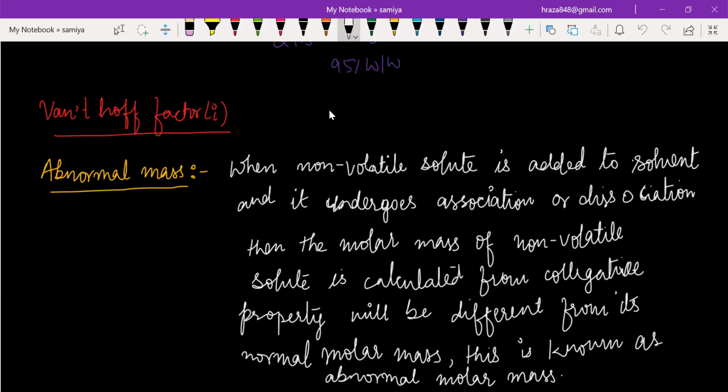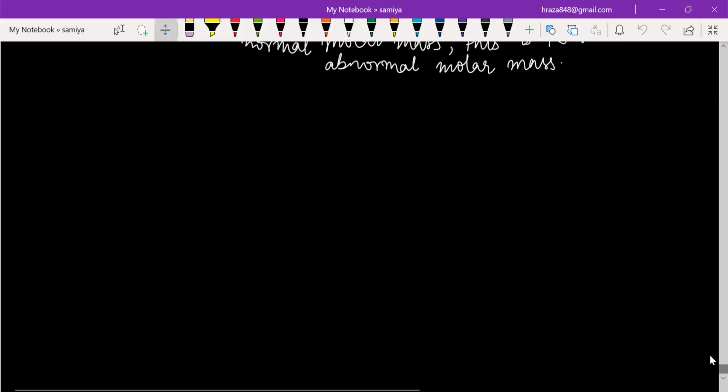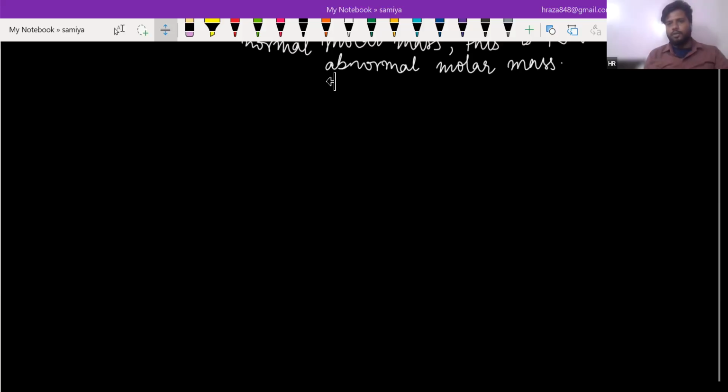Let me know when you are done with this. Done, sir. Very good. Everyone done with this? See, what is abnormal molar mass? When you are going to add a non-volatile solute, then the solute can be associated or dissociated. It depends upon the nature of solute. And if you calculate the molar mass by colligative property, it will have a different value than normal molar mass. That is called abnormal molar mass.